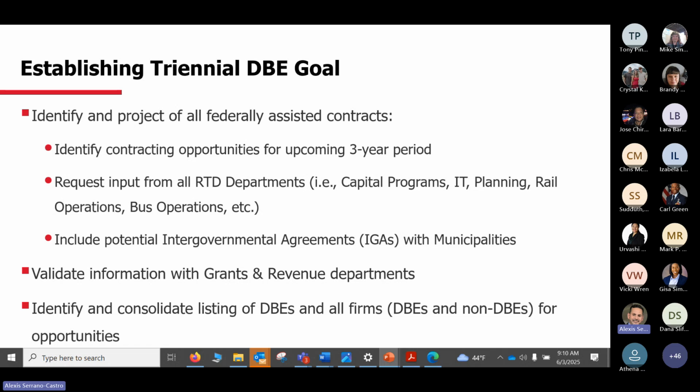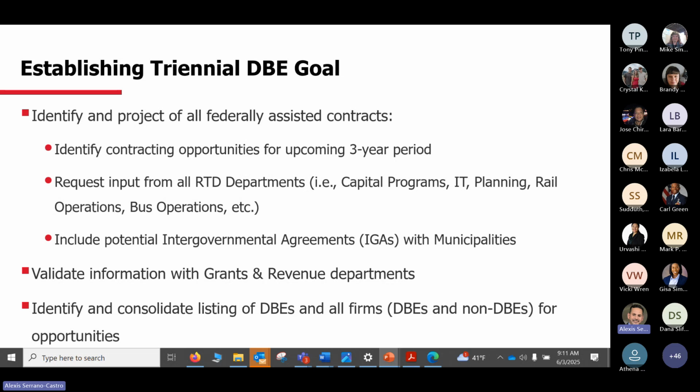After getting that list of projects and including IGAs, we validate information with our grants and revenue departments. Why? Because we want to make sure that we include in the plan those projects that most likely will have federal dollars. We will not include the ones that we don't know or think we're not going to have federal dollars for. So that's part of the reason we meet, and then we go one project after the other. In the initial assessment, when we started this process in early February, we had about 15 or 16 projects, and we ended up with only 9 projects. I'm going to share those 9 in just a couple of minutes.